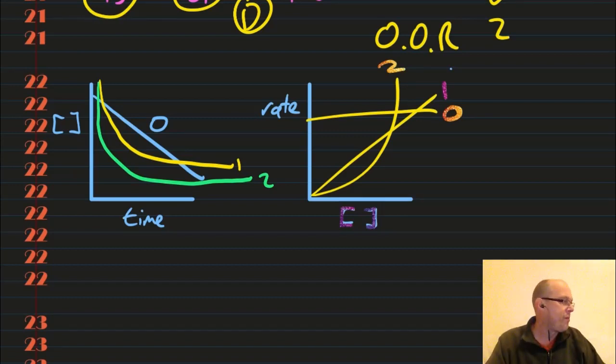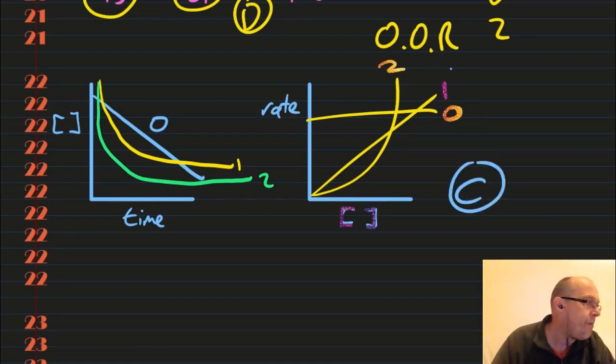So which one's right? A's wrong, B's wrong, C or D. Zero order, oh, that's nice. The 001 makes sense, doesn't it? So that's going to be C. 22 is C. Is it? Mm-hmm.